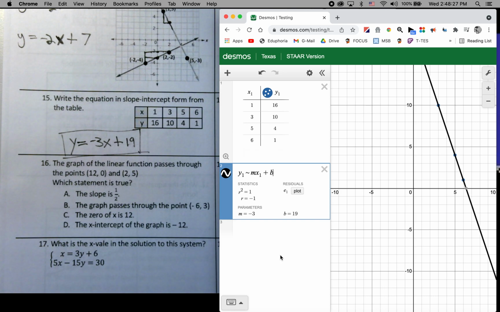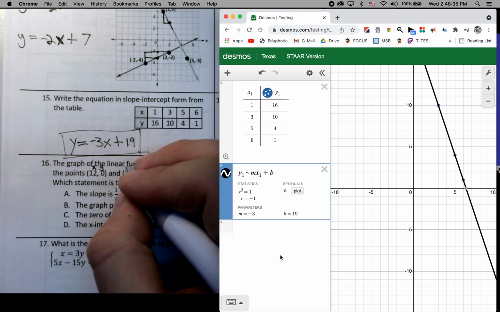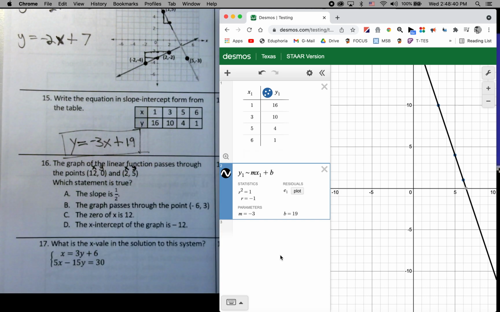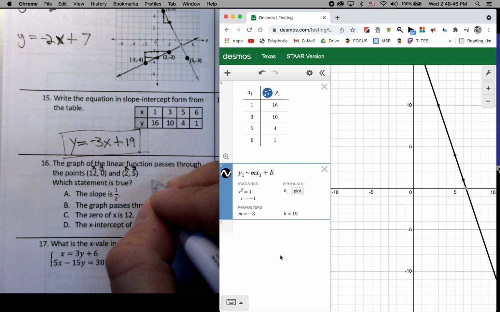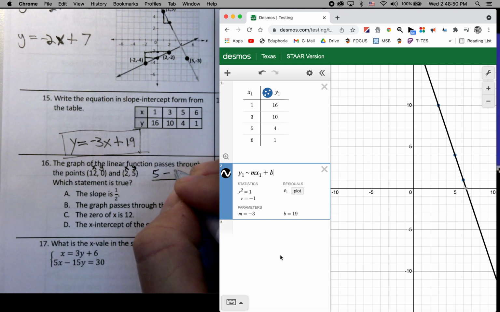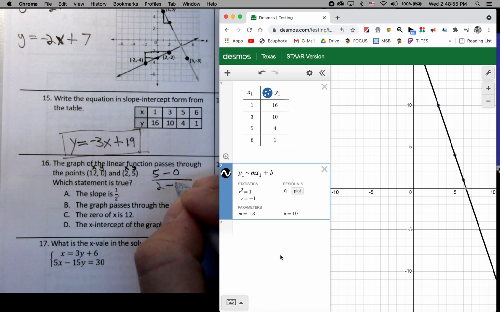Number 16. It says the graph of a linear function passes through the points 12, 0 and 2, 5. So whenever I see points, I like to label them. So I'm also going to put xy above them as well. Which statement is true? The slope is 1/2. Okay. Well, let's find out if the slope's 1/2. So I'm going to do 5 minus 0 divided by 2 minus 12.